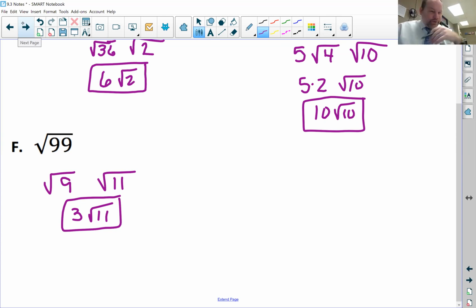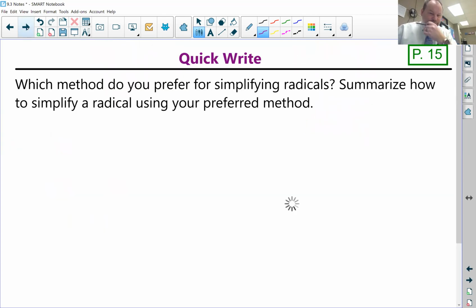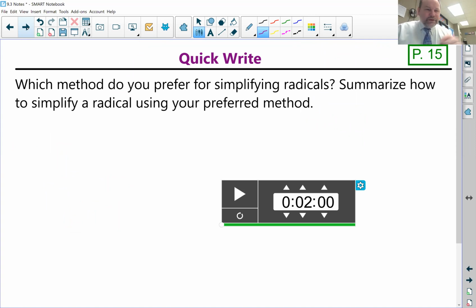So whether you like the tree method or the perfect square method, you can use whichever. They both work. So I'm going to have you try a couple on your own. Oh, sorry. First, I'm going to have you do a quick write. Then I'm going to have you try a couple on your own. So which method do you prefer? And then summarize how you simplify a radical using that method.